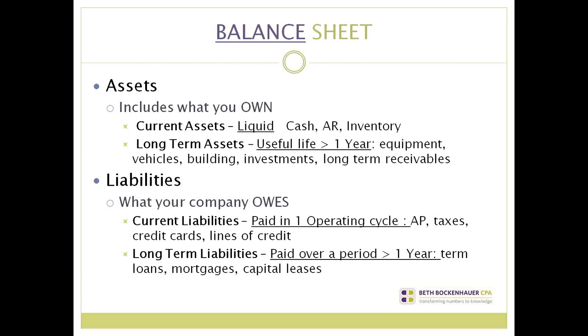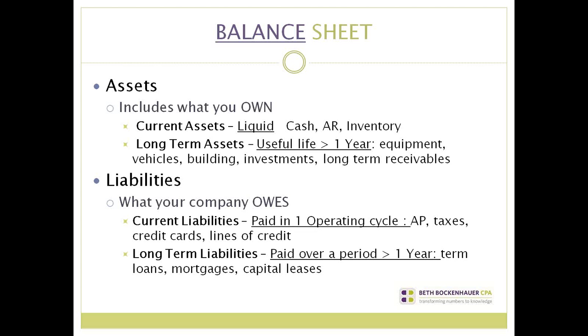The next section of the balance sheet is called liabilities, and this is what your company owes. Current liabilities is one of the sections in the liability section, and this is paid in one operating cycle, paid within the year. This would include accounts payable, taxes, credit cards, lines of credit. I know that your credit card balances may not be paid off in a year, as well as the line of credit, but this is revolving credit, and really true to its nature, it's due on demand. So that's why we put it in current liabilities.